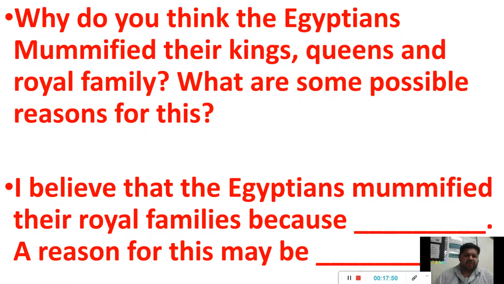Now here's your next question. Why do you think they mummified their kings, queens, and the royal families? What are some possible reasons they would mummify them? So think about it. Why would they do this to these people? There's the writing prompt on the bottom. Go ahead, pause the video, and write your answers out. We're moving on in three, two, one.